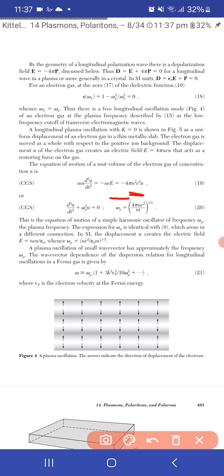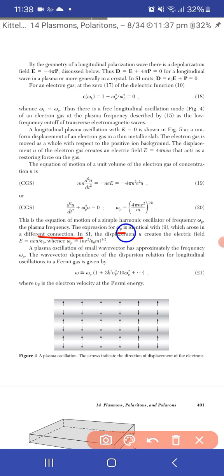These are more equations. The double derivative with respect to time of u plus omega p squared into u is equal to 0, so omega p is equal to this. This is the equation of motion of a simple harmonic oscillator with omega p, the frequency of the plasma.